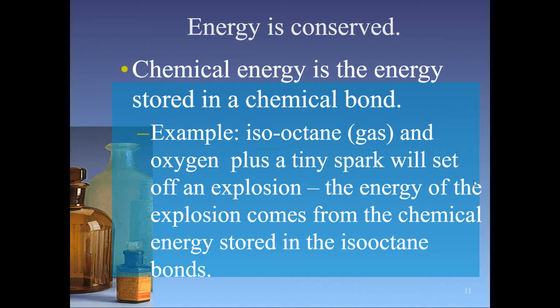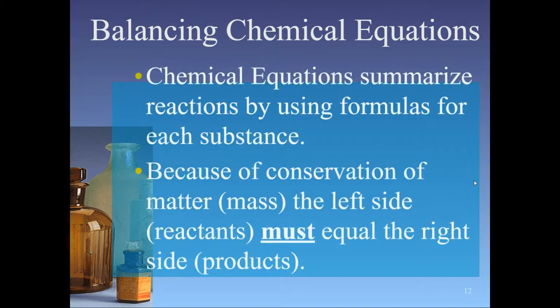For instance, the energy in sugars created by photosynthesis is really what drives and provides ATP for all living organisms. So this is why we must balance chemical equations, because of the law of conservation of matter and the law of conservation of mass. Chemical equations summarize reactions by using formulas for each substance.